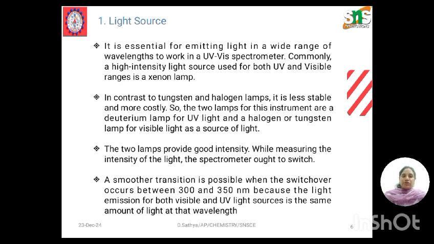The two lamps provide good intensity. While measuring the intensity of light, the spectrophotometer has to switch between them. A smoother transition is possible when the switch occurs between 300 and 350 nanometers, because the light emission of both the UV and visible region sources is the same amount of light at that wavelength.